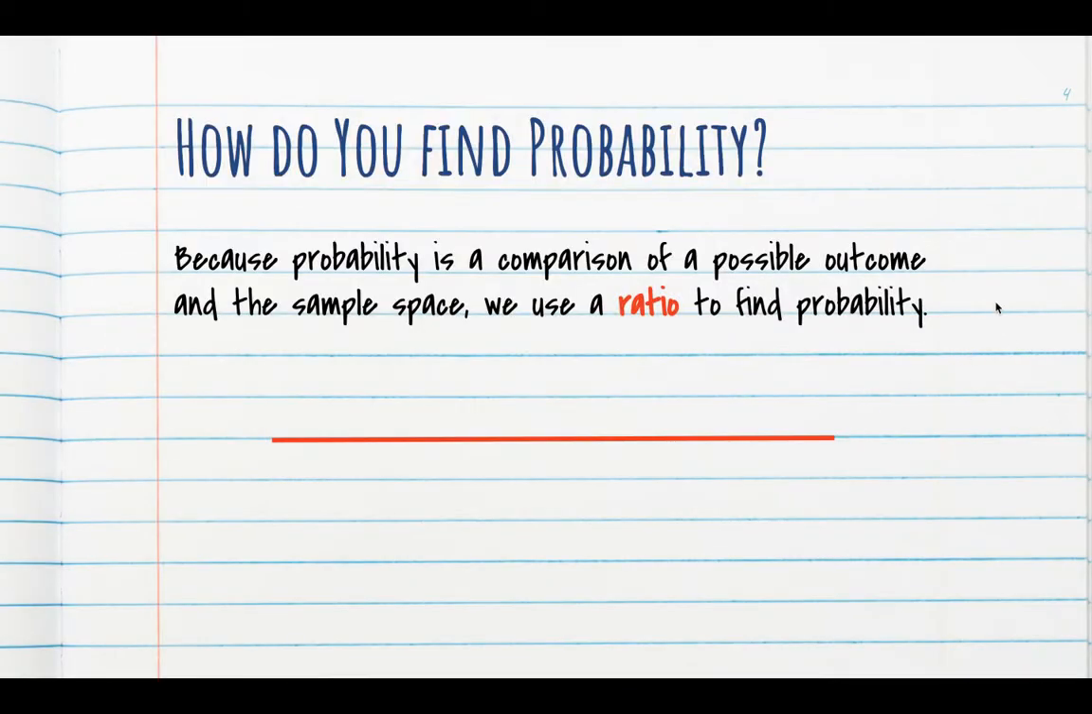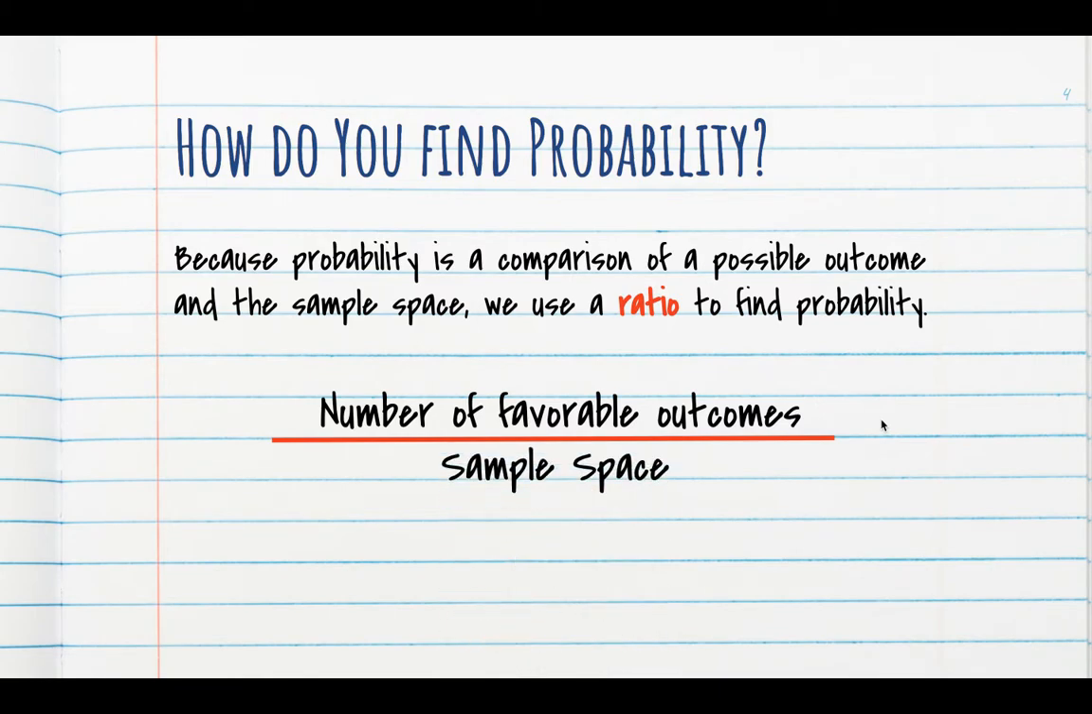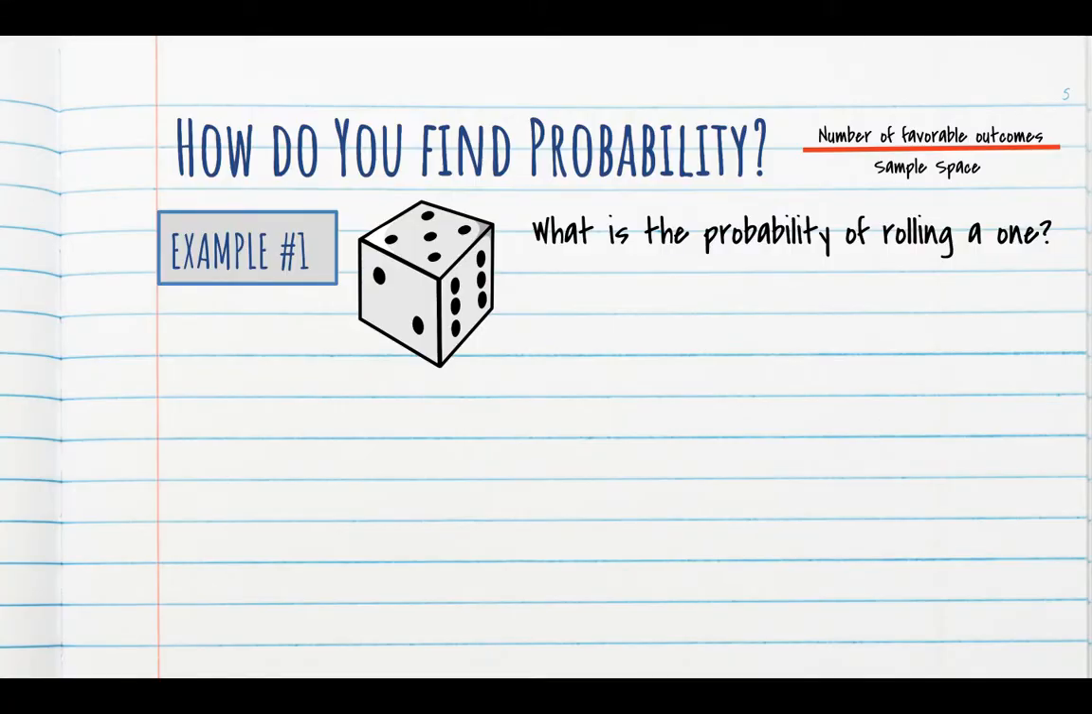Since probability is a comparison, it can be found using a ratio written as a fraction. So if we think of our numerator, this would be the number of favorable outcomes, and our denominator would be our sample space. For example, if I wanted to find the probability of rolling a 1 on a 6-sided die, I first think about it being a ratio. So I put in my fraction bar. In math, we often express probability with the letter P, and then in parentheses, we put what we're looking for, or our favorable outcome. In this case, we're wanting to roll a 1.